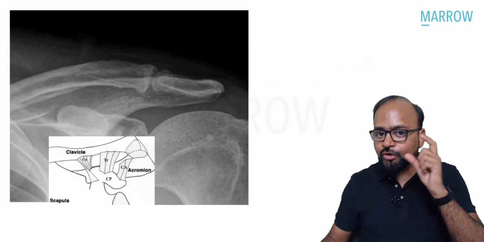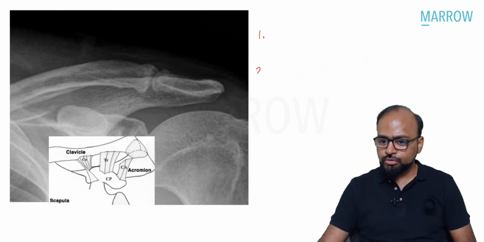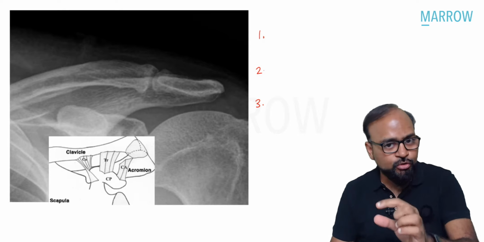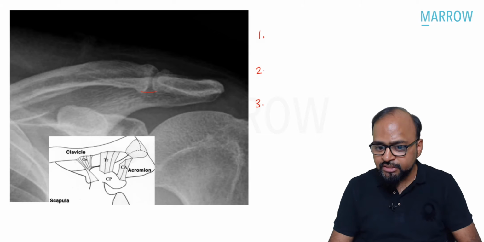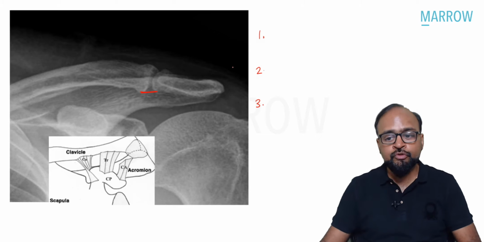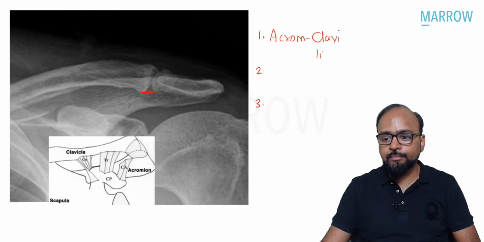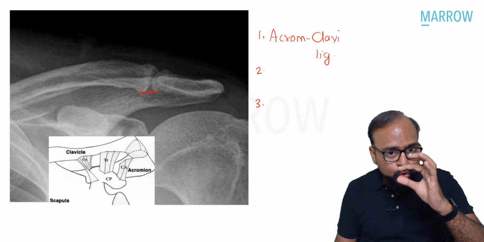Now, when we look at the acromioclavicular joint, remember, there are 1, 2, and 3 soft tissue structures that help stabilizing the acromioclavicular joint. What are those? A ligament which is immediately adjacent to the joint. So this is the acromioclavicular ligament.